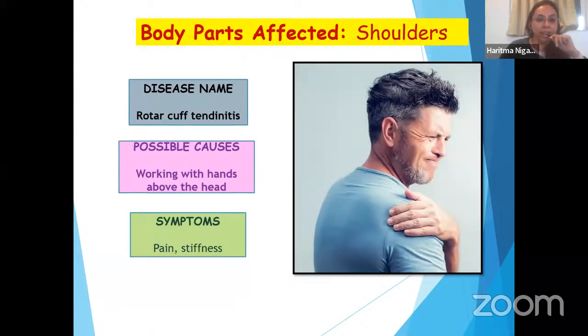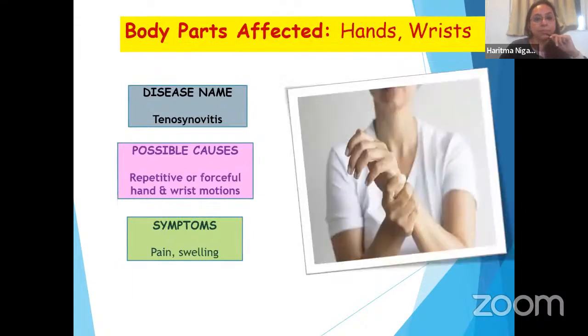Next is rotator cuff tendinitis, which is seen when the muscles of the shoulder are involved. Its important cause is working with hands above the head, and the symptoms seen are pain and stiffness. Next commonest is tenosynovitis, in which repeated or forceful hand or wrist motions are restricted, as a result of which the clinician may get pain or swelling.